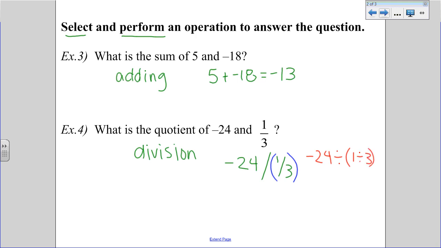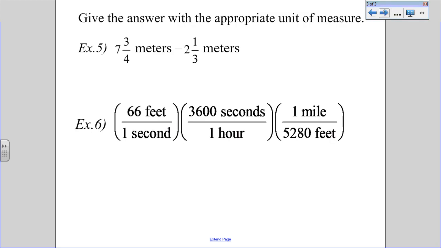And so when we do that, when we take negative 24 divided by a negative 1/3, it is 72. All right, so that's what that portion is going to look like. I think we've got one more page of examples in my slideshow, so let's see what's going on.